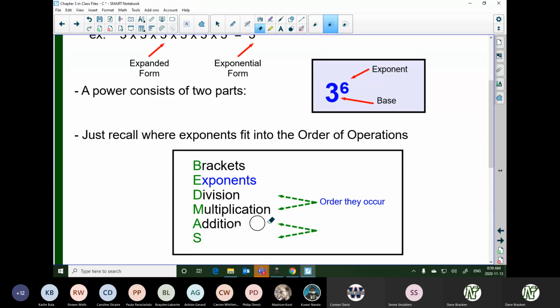And then the last two, addition and subtraction. This should be nothing new to you, but it's just a little refresher. And again, addition and subtraction happen in the order that they occur. All right, when you get that chart done, just raise your hand.